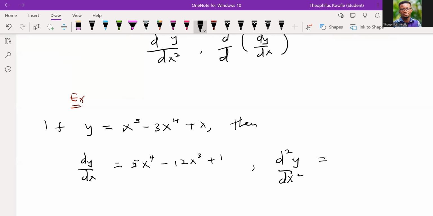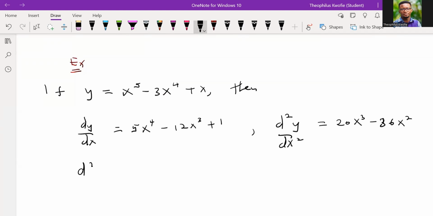So the second derivative just means we're going to use the first derivative, okay? So by using that, we're going to have 20x to the power 3 minus 36x squared. Is that okay? What then becomes our third derivative?